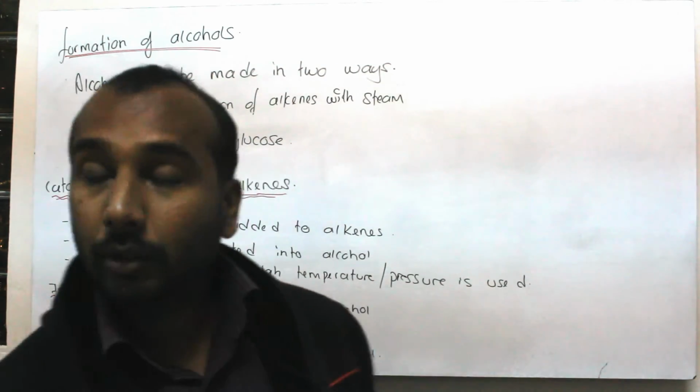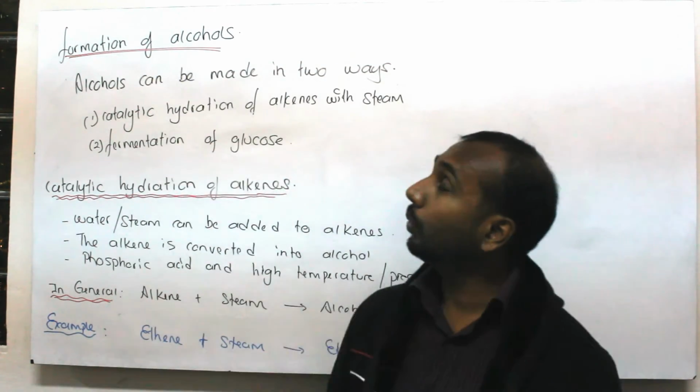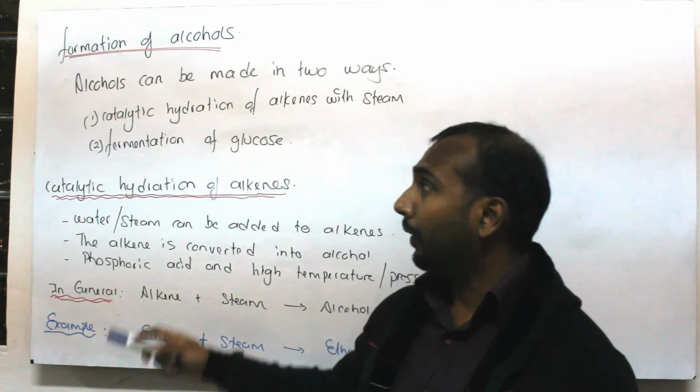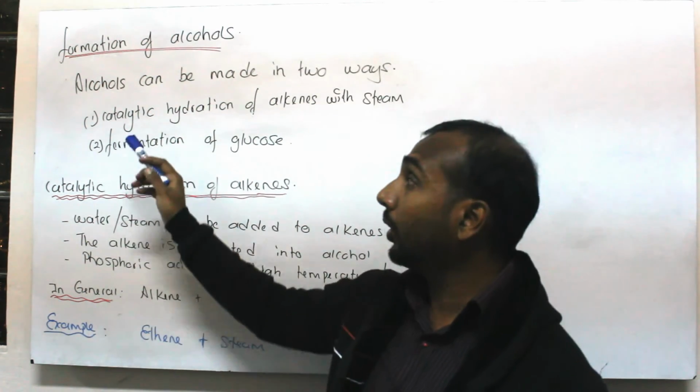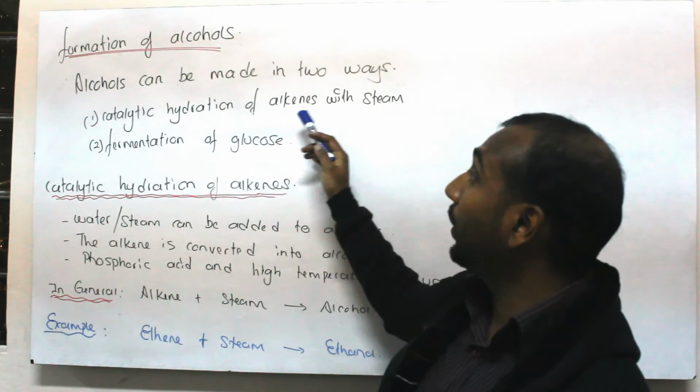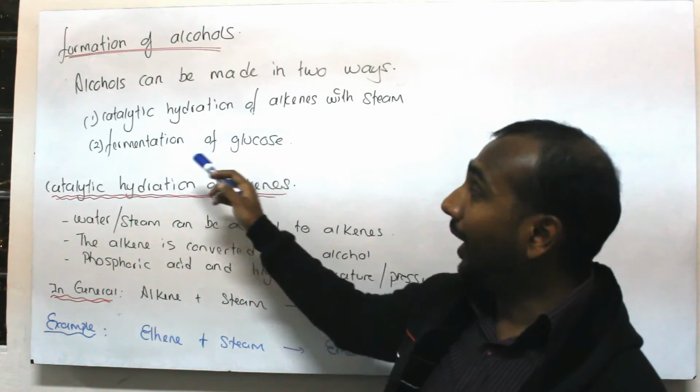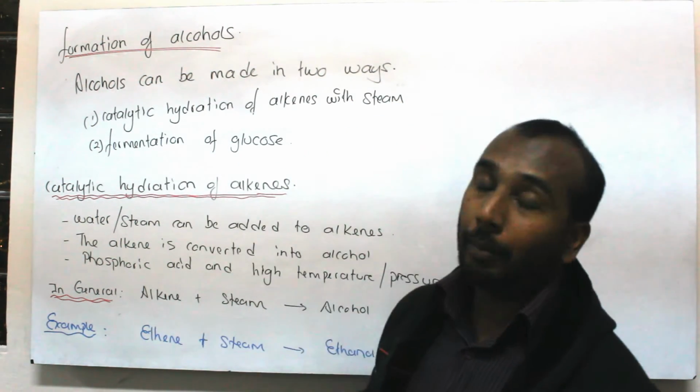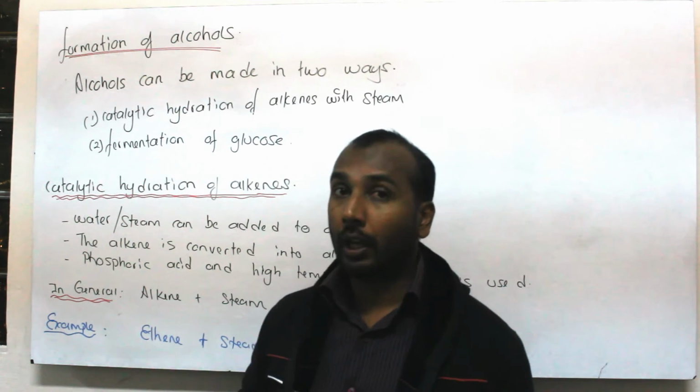In this next part, we're going to look at how we can form alcohols. There are 2 ways in which we can make alcohols. The first is by the catalytic hydration of alkenes using steam, and the second is by the fermentation of glucose.